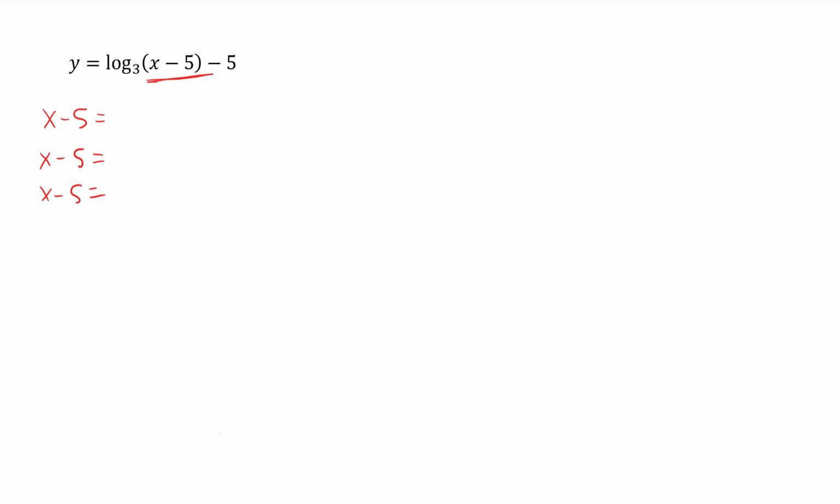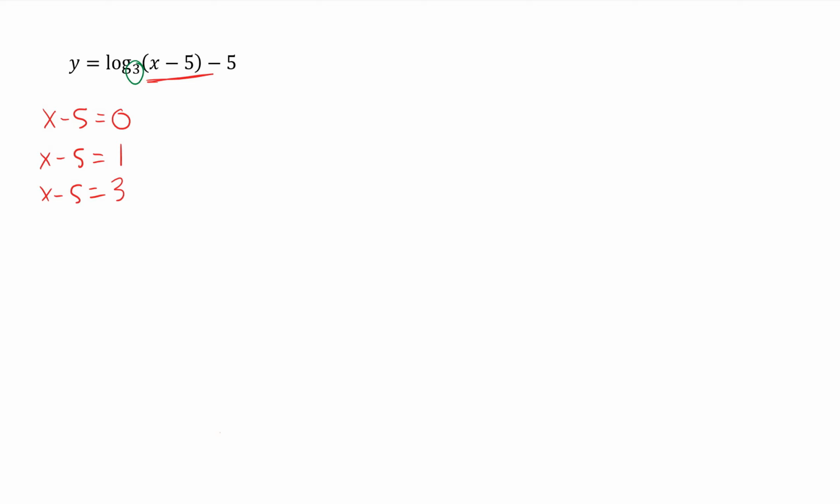My first equation I'm always going to set equal to 0. This is going to tell me my vertical asymptote. My second equation I'm always going to set equal to 1, and my third equation I'm always going to set equal to my base. My base is 3. Setting them equal to 1 and to my base makes solving for y really simple. So that's why I'm always going to choose 1 and my base. So let's go ahead and solve.